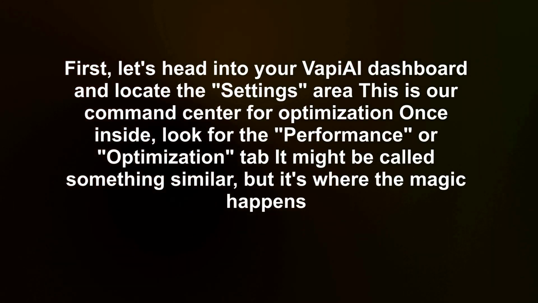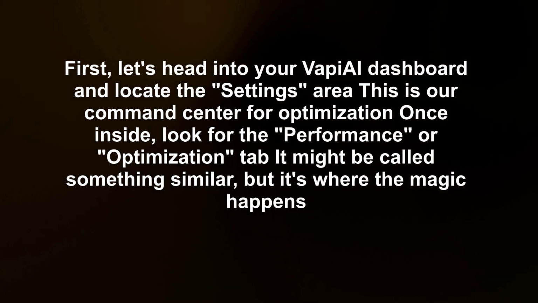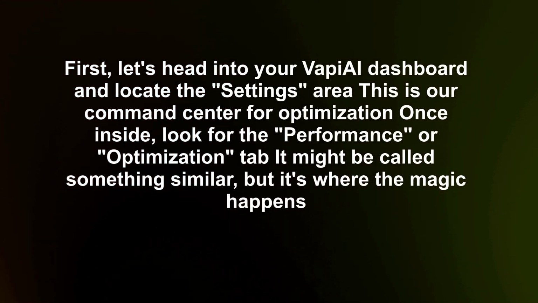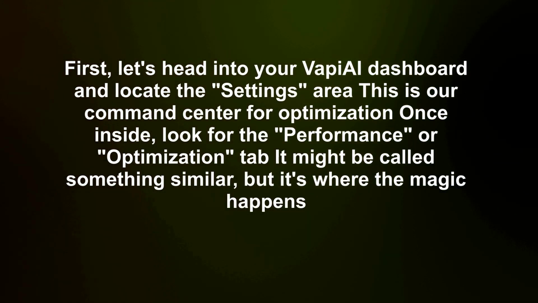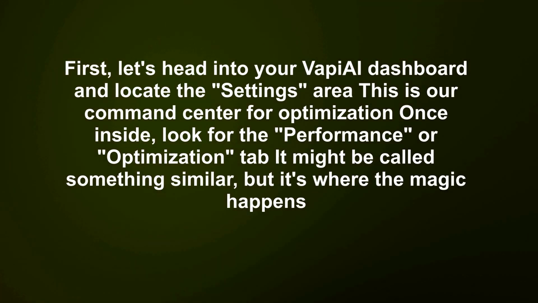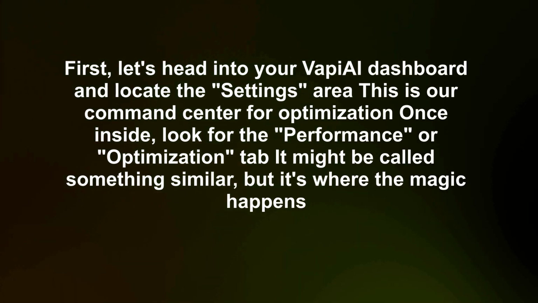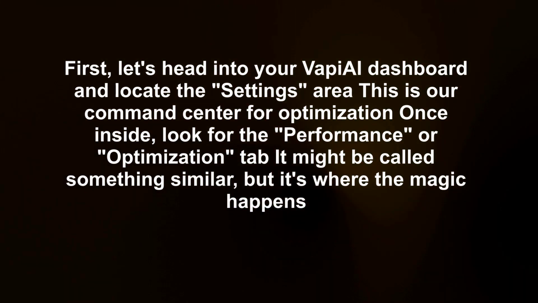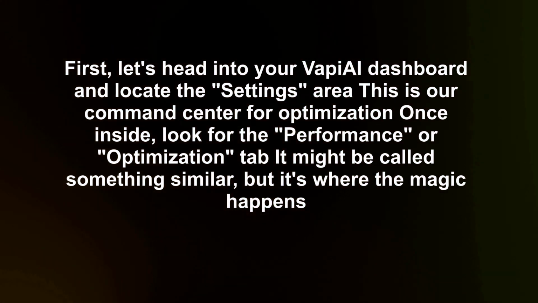First, let's head into your Vapi Ai dashboard and locate the settings area. This is our command center for optimization. Once inside, look for the performance or optimization tab. It might be called something similar, but it's where the magic happens.